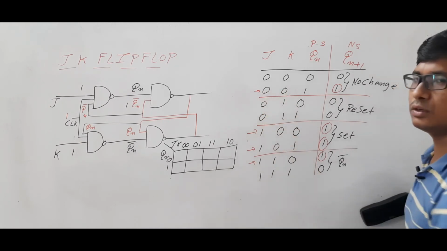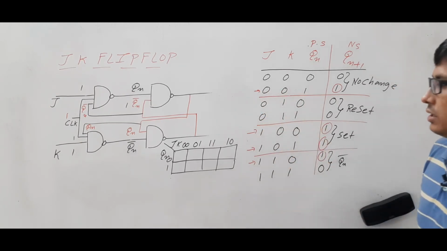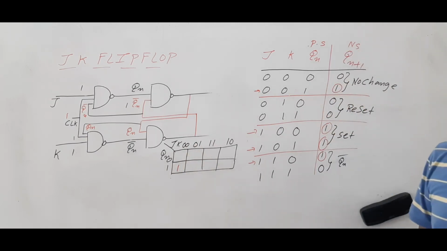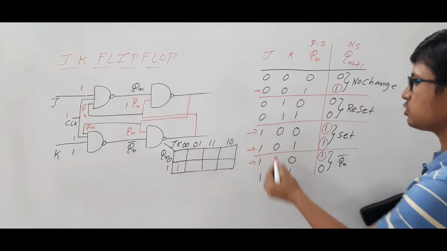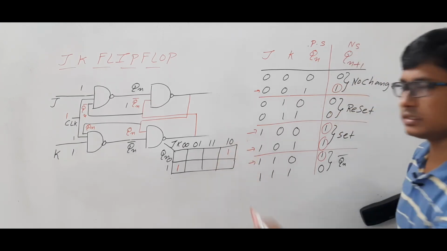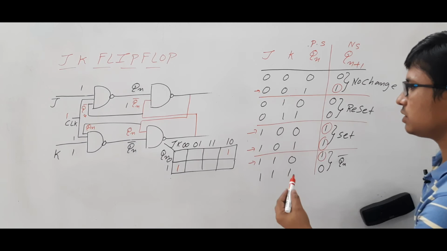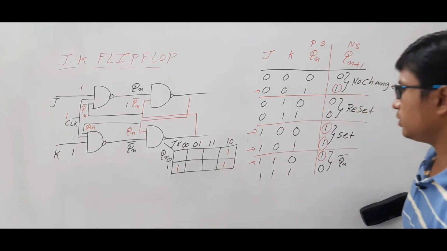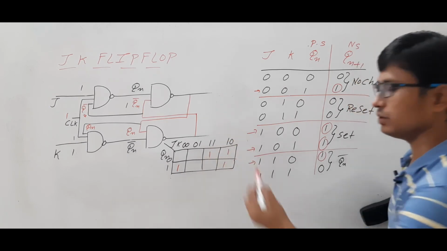J, K is 0, 0 and Qn is 1. I am keeping it here. The next one is 1, 0, 0, this is the next position. 1, 0, 1 is this one. 1, 1, 0, this is the next one.